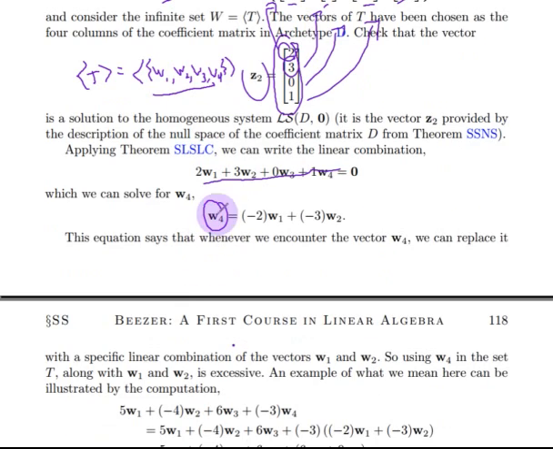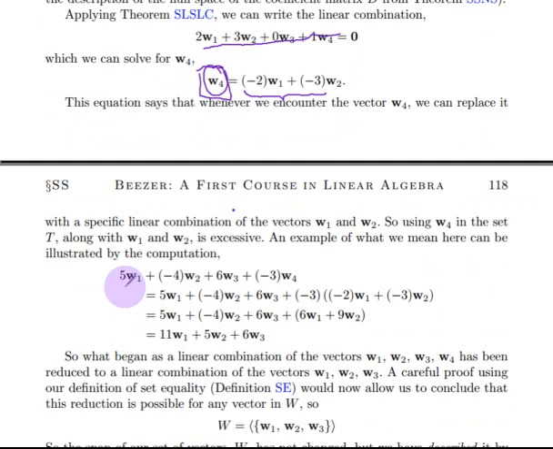How do I know that? Because any linear combination that has W4 in it, I can replace that W4 with a combination of W1 and W2. As follows. Here's a linear combination of these 4 vectors. Now I know W4 is equal to minus 2W1 minus 3W2. So I can replace this W4 with minus 2W1 minus 3W2.